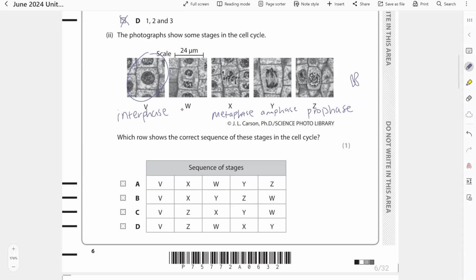After anaphase, you would have telophase. So telophase would be where you can see cytokinesis is happening, in which the cell is dividing into two. And the reason why they put the scale bar there is to show you that these two daughter cells are actually smaller than the original cell. So therefore the order is V, then Z, then X, then Y, then W. So therefore the answer is C.